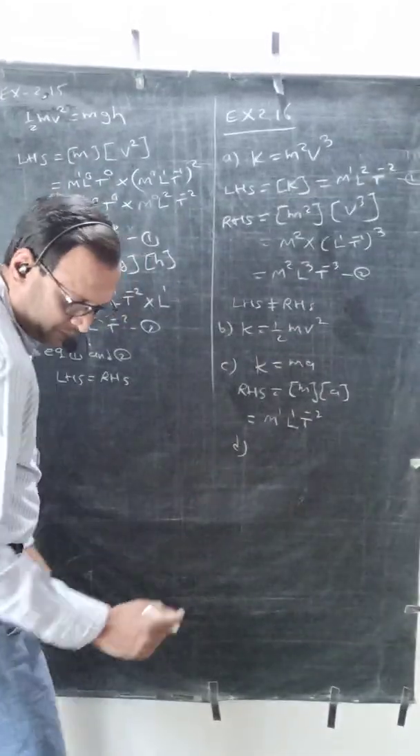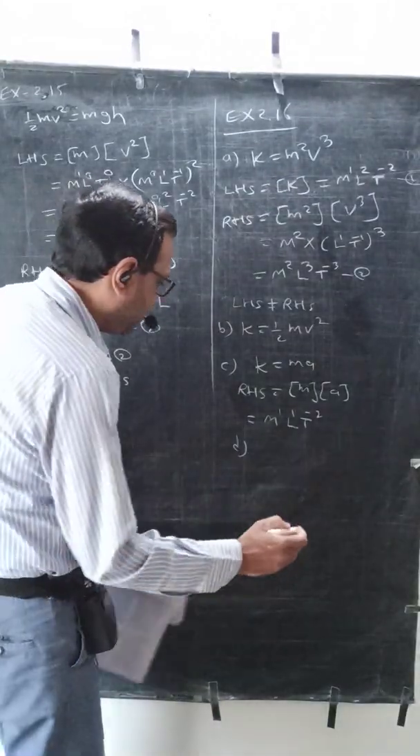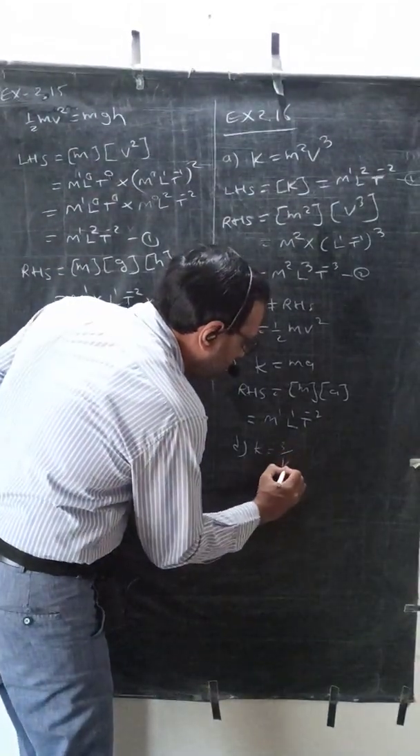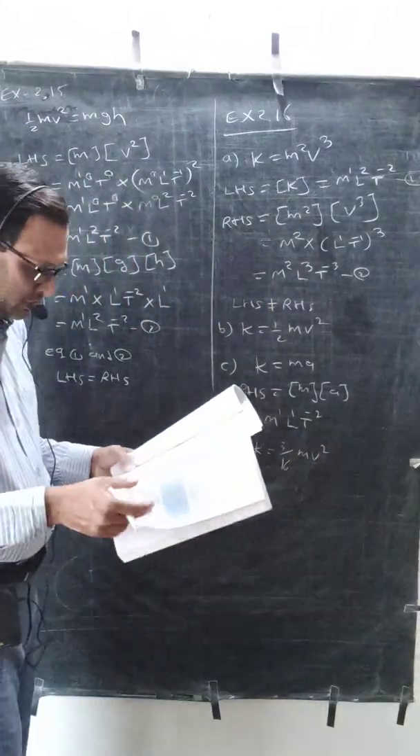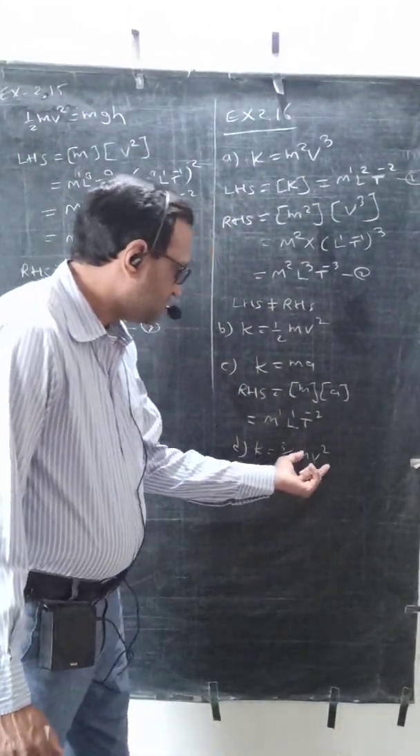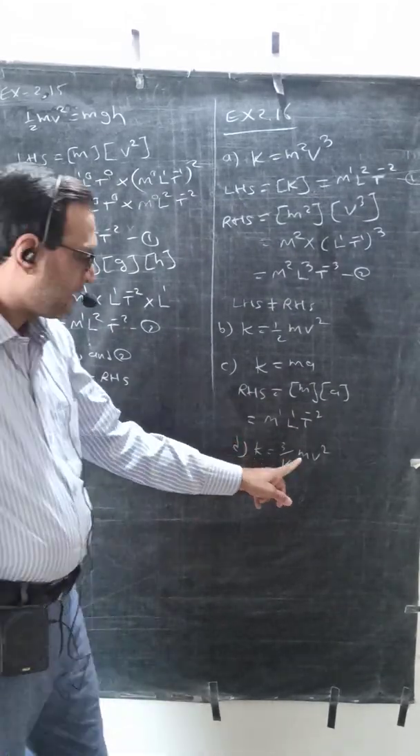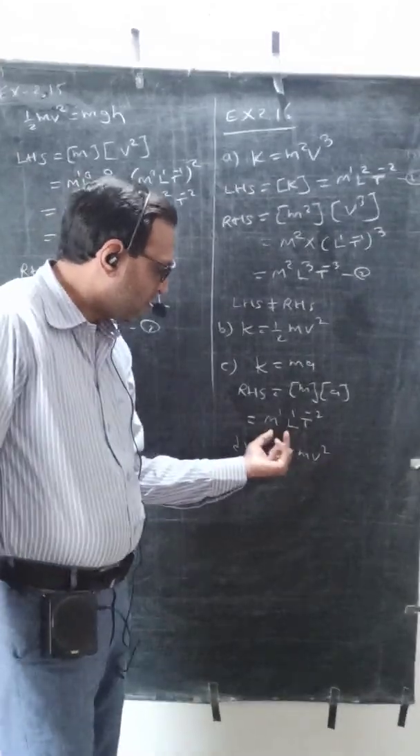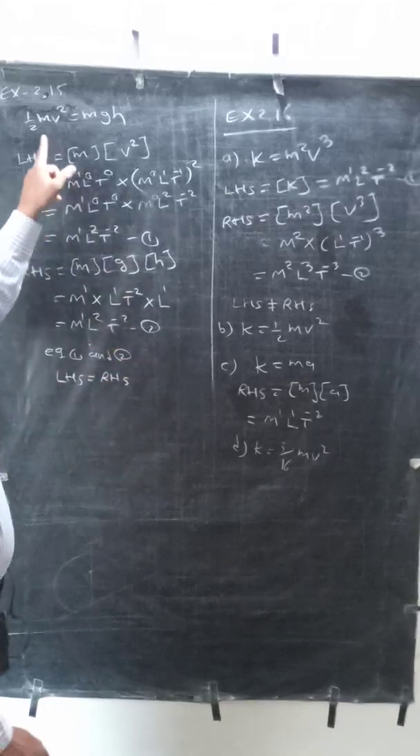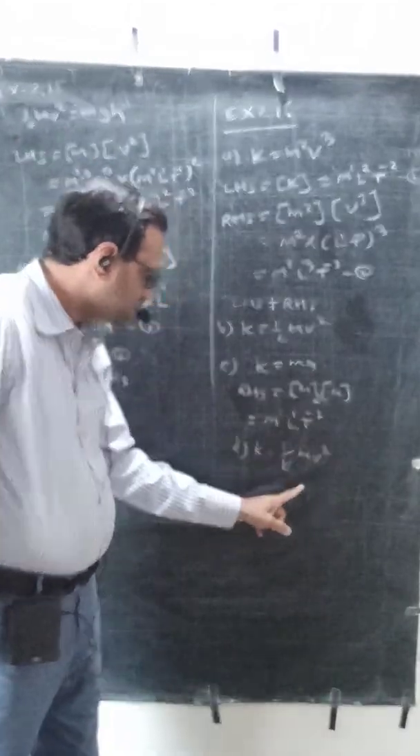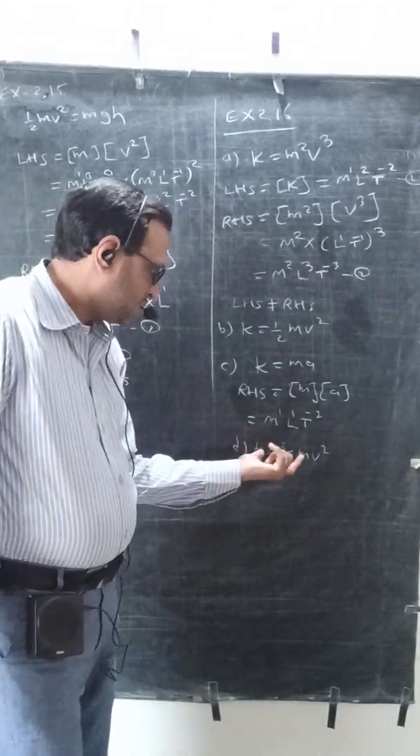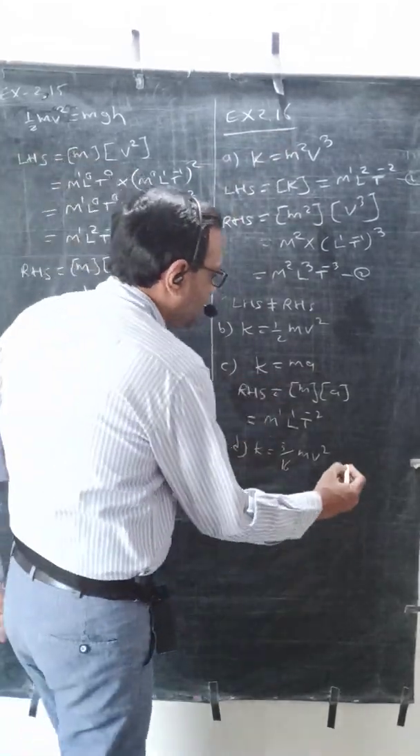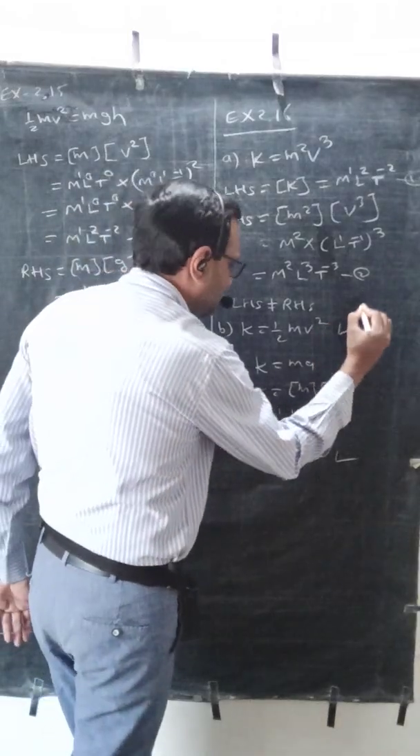Now the D. K is equal to 3/16 mv². The dimension of mv² is the same as the energy, M¹ L² T⁻². Here it is kinetic energy. So it is dimensionally correct, but the formula is wrong because kinetic energy is 1/2 mv². So this is dimensionally correct, but actually this formula is wrong. But we compare only dimensionally, so that's true. This is also dimensionally correct.